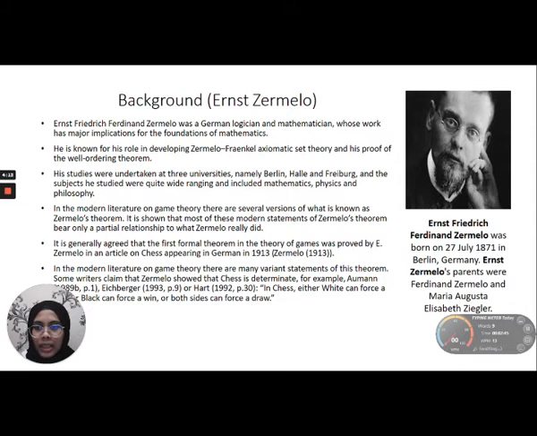In the modern literature on game theory, there are several versions of what is known as Zermelo's theorem. It is shown that most of the modern statements of Zermelo's theorem bear only a partial relationship to what Zermelo did. It is generally agreed that the first formal theorem in the theory of games was proved by E. Zermelo in an article on chess.